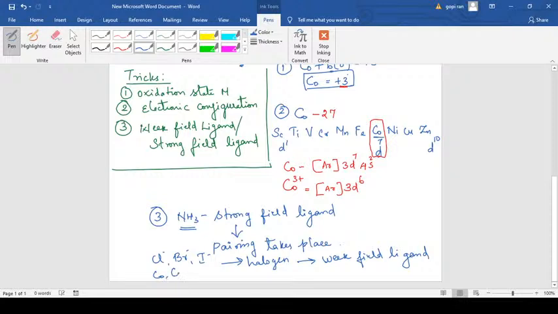And carbonyl, cyanide, ammonia, even water are weak field ligands. These are usually asked as ligands. Okay, and carbonyl, cyanide, and ammonia, sorry, these are all strong field ligands.